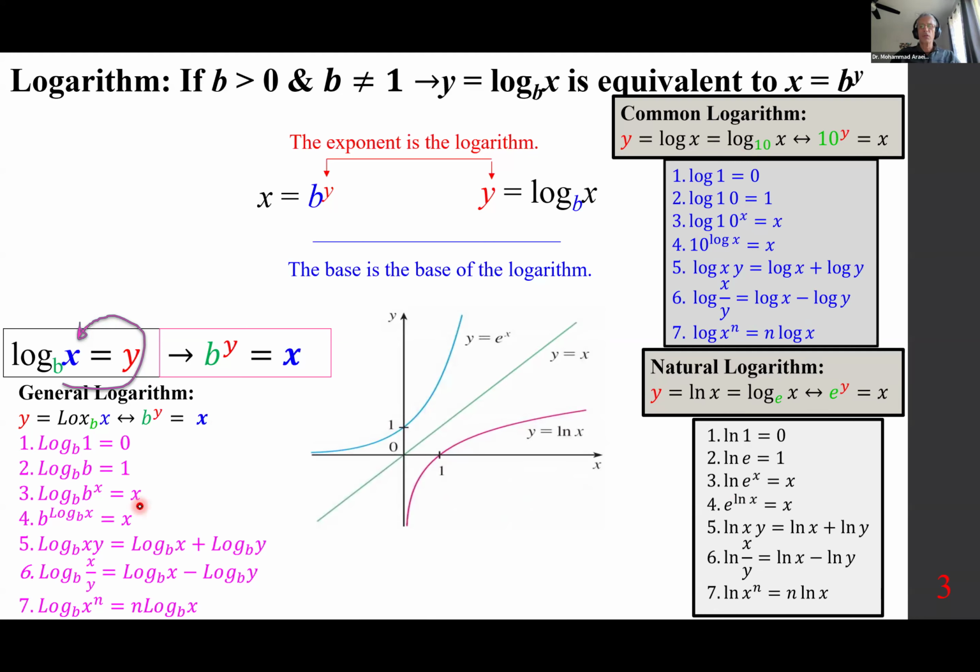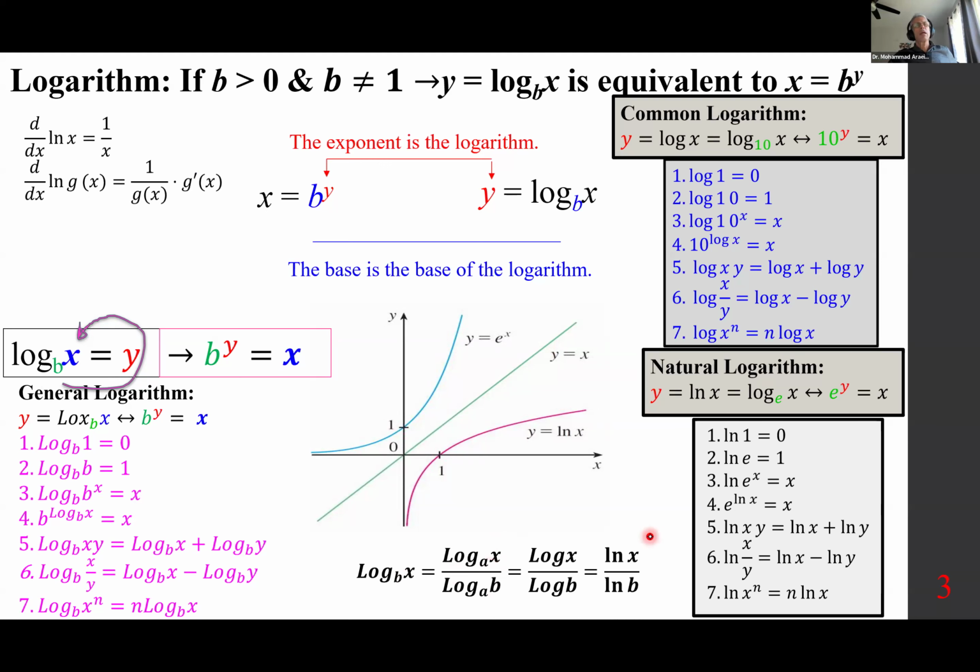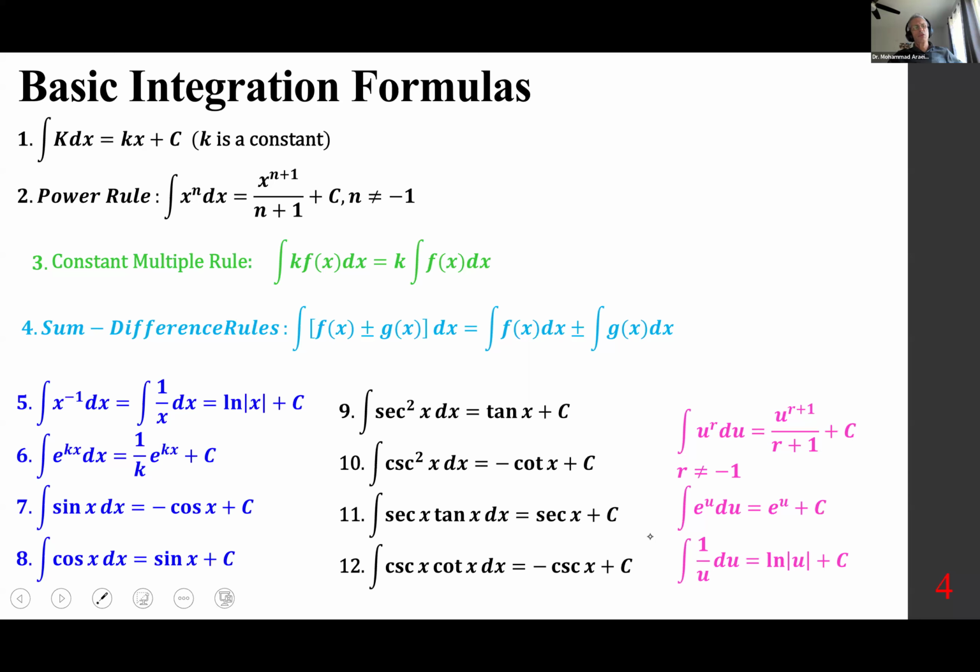Exponential functions and logarithmic functions are inverse functions. Therefore, if you draw, for example, y equals e to the power of x and y equals ln x, they are symmetric with respect to the line y equals x. And here's the change of base formula. Log x base b is log x over log b with any base, for example, a. And of course, we go with the common or natural log. And the derivative of logs is given here, where the base is e or not. This gives rise to the integration formulas, which is the reverse process.